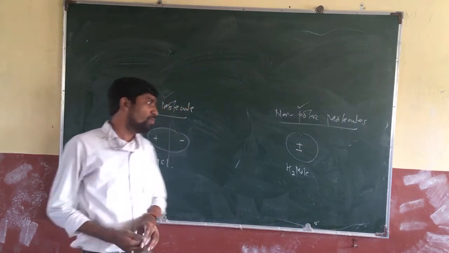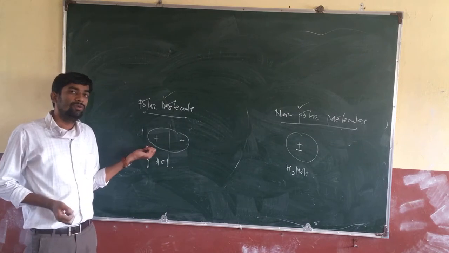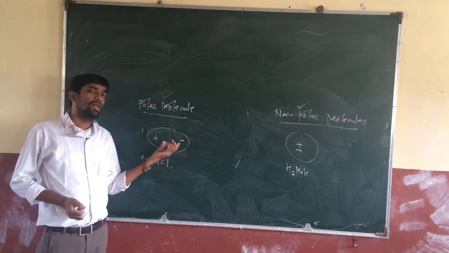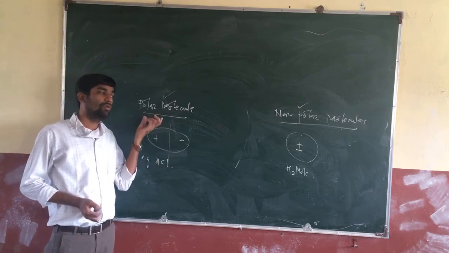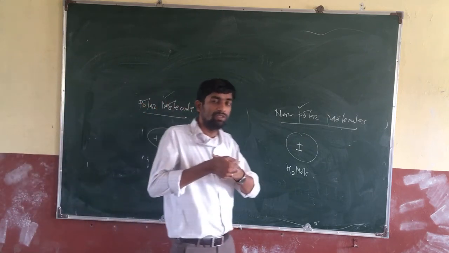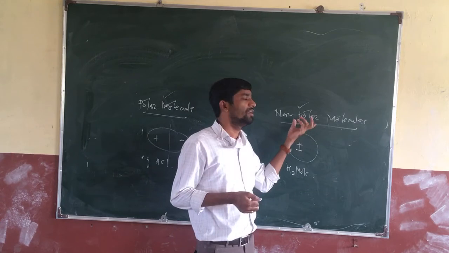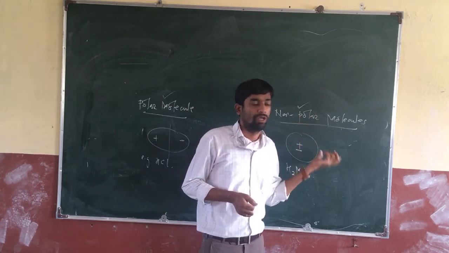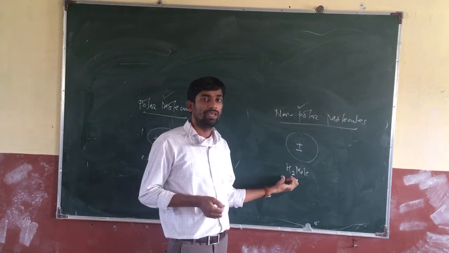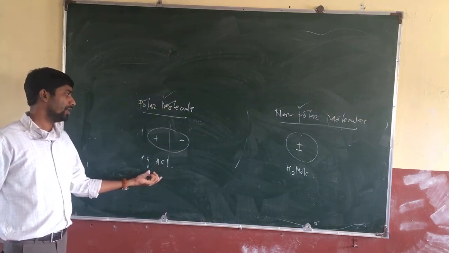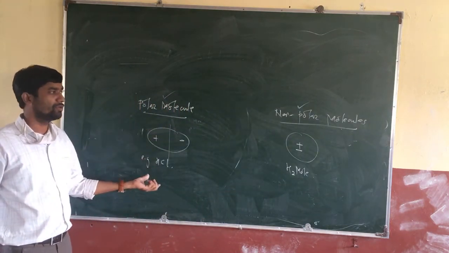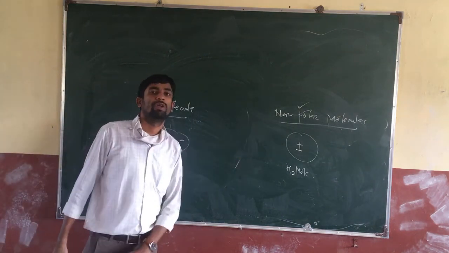What are polar molecules? If the positive charge cloud and negative charge cloud are separated by a finite distance, then it is known as a polar molecule. If the positive charge cloud and negative charge cloud overlap on each other, then it is known as a non-polar molecule. The example of a non-polar molecule is the hydrogen molecule, and the HCl molecule is a polar molecule.